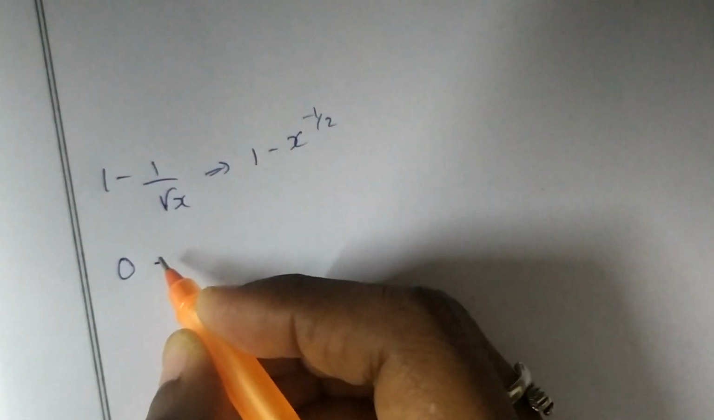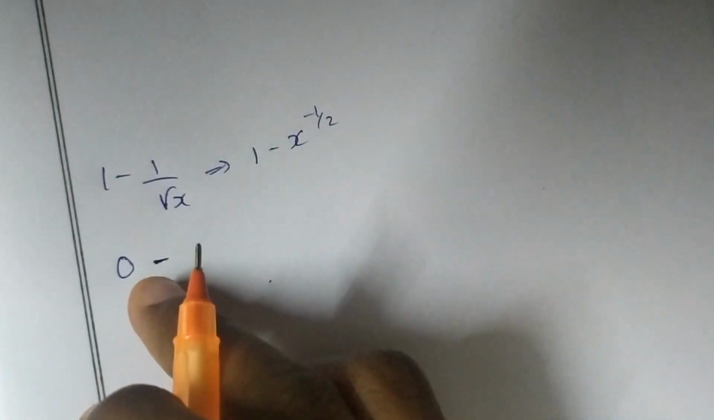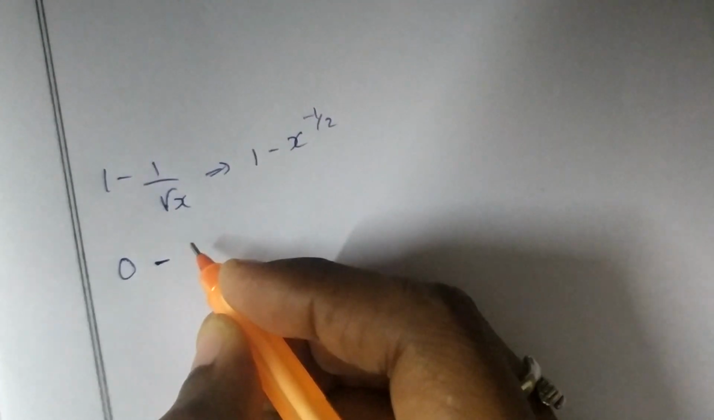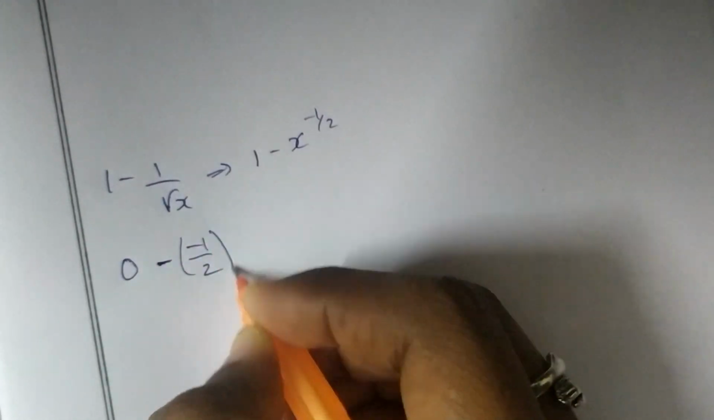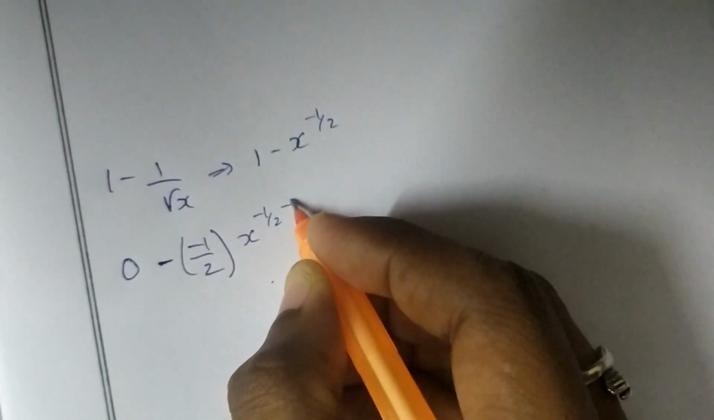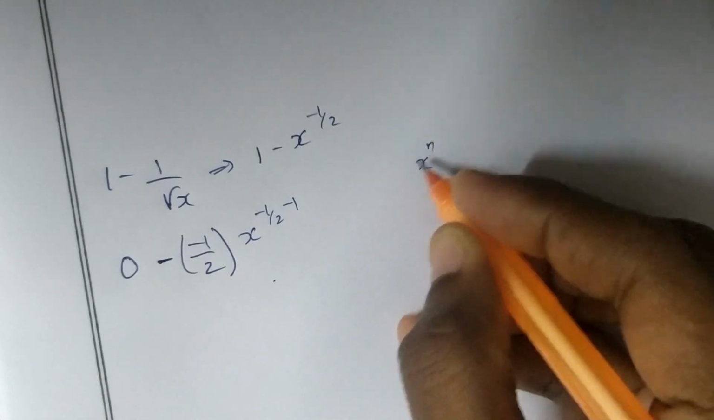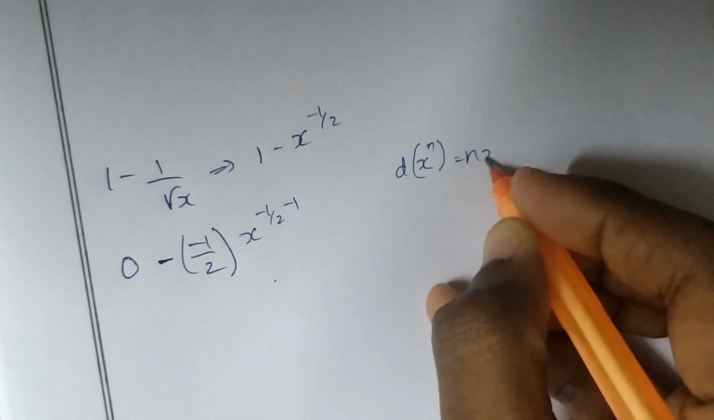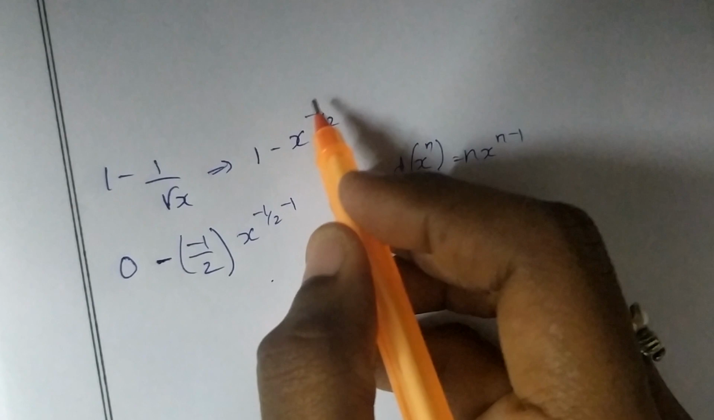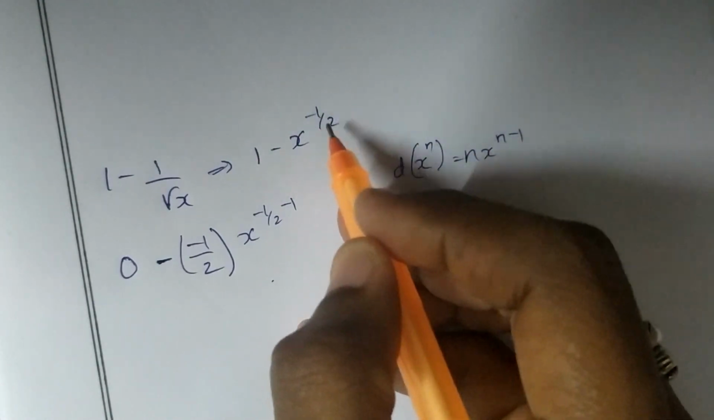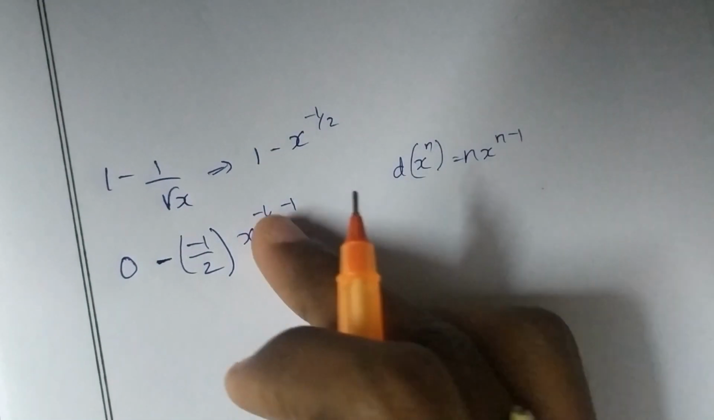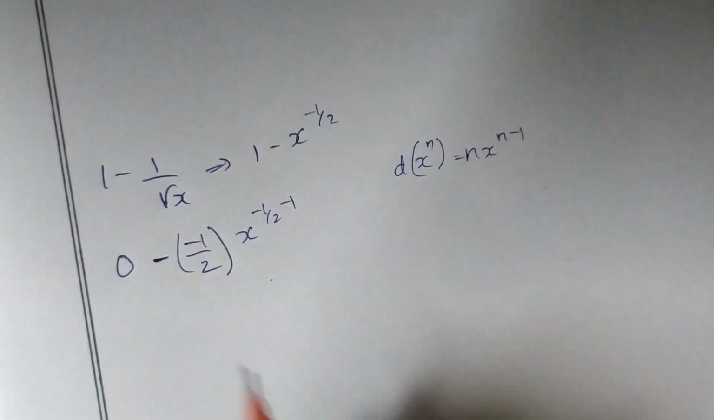If you differentiate, what will you get? You will have that minus as it is. Minus 1 by 2 will come to the front and x power minus 1 by 2 minus 1. When you differentiate x power n, you will get n x power n minus 1. That is what I have done. Minus 1 by 2 will come to the front and x power minus 1 by 2 minus 1 will come.